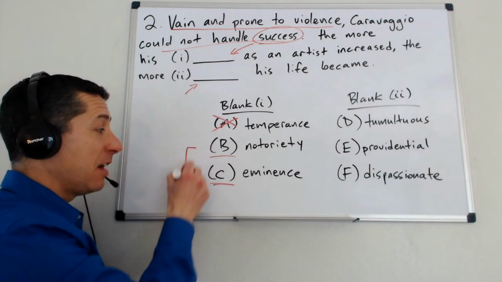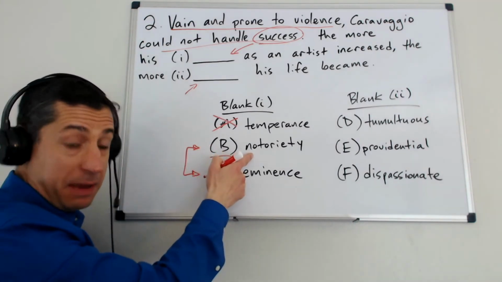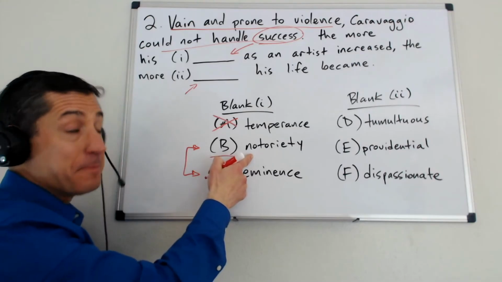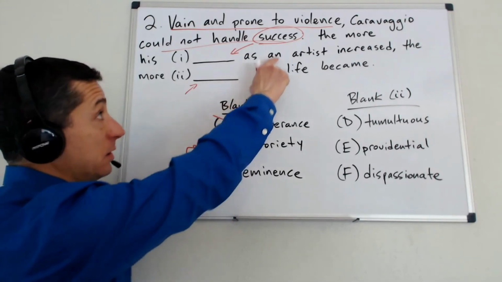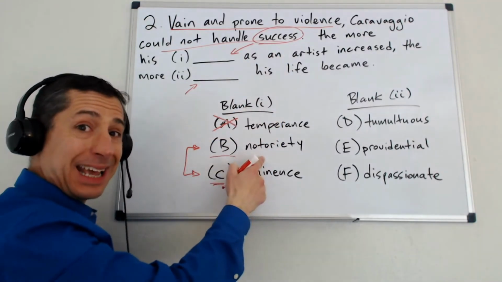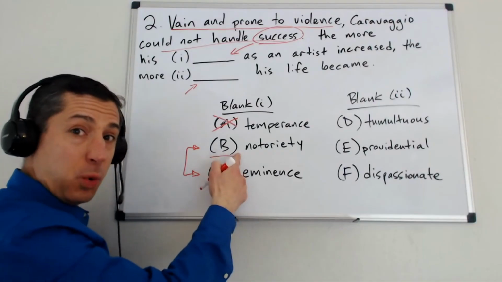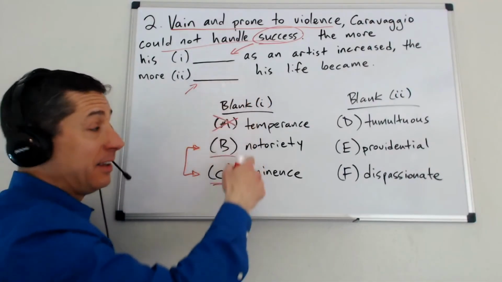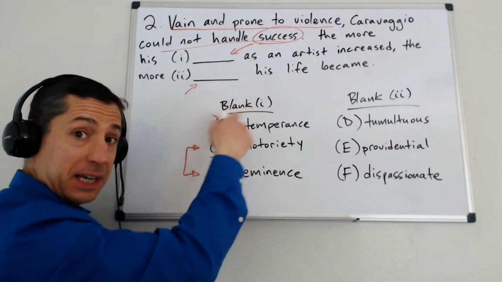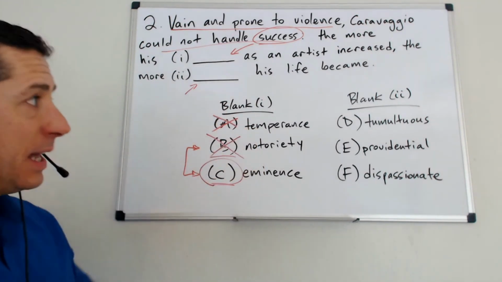Are these things often related? Eminence or success and notoriety or fame? Sure they are, often. But what do we have in the sentence? Be literal. All we know is that he couldn't handle his success. Nothing about not handling his fame or even becoming famous at all. So B's not supported. Sounds good in the blank. Not supported at all by the context of the question. So B's out. We've got C for blank 1.